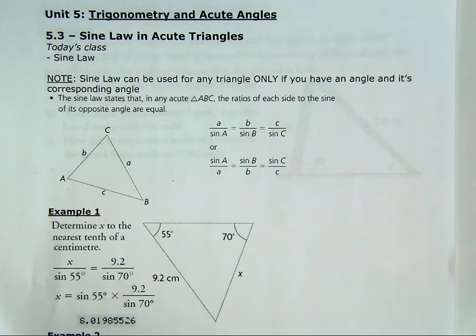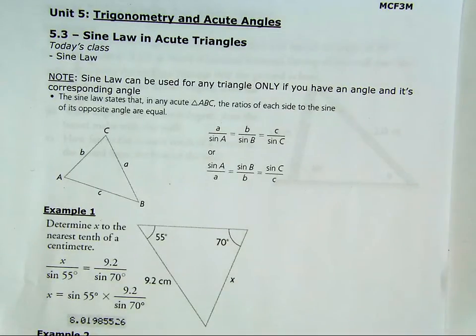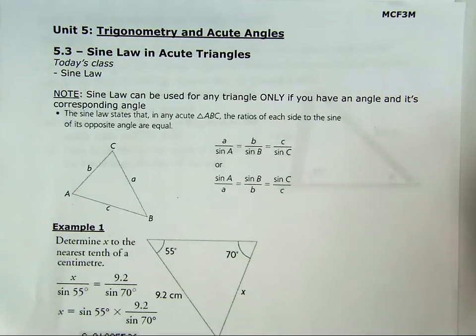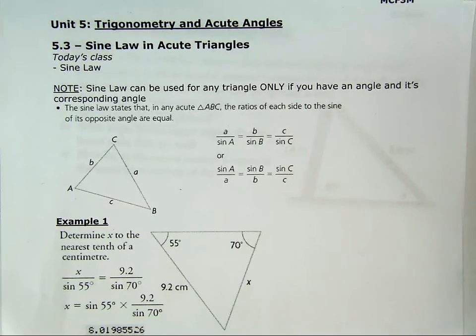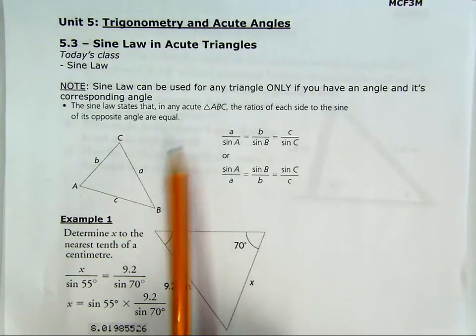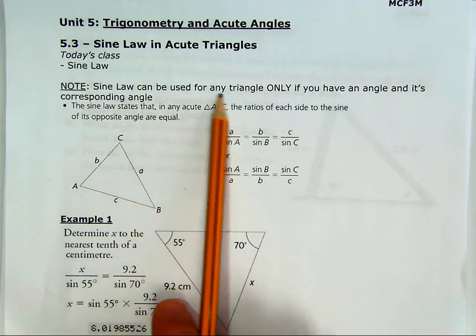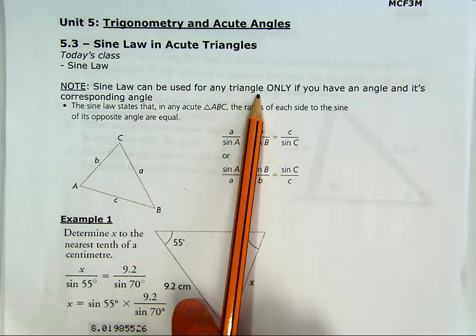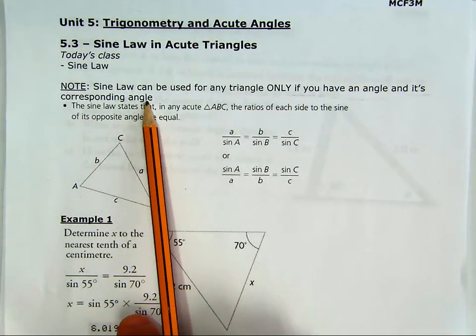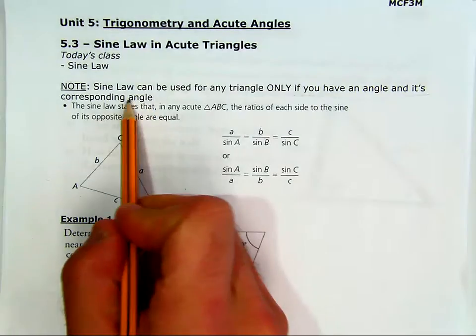Okay, so let's take a look at section 5.3, sine law in acute triangles. It's important to understand that if you have a triangle that does not have a 90-degree angle in it, you cannot use SOHCAHTOA and you cannot use the Pythagorean theorem. The sine law can be used for any triangle only if you have an angle and its corresponding side.